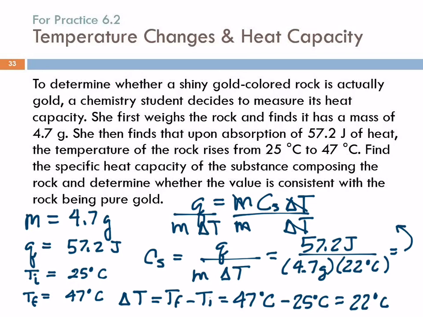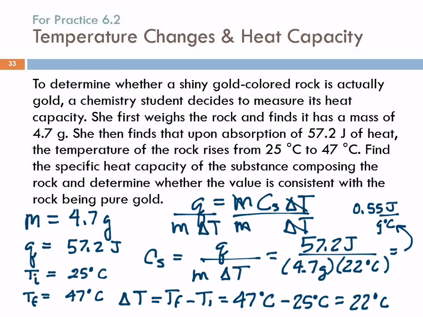Writing large today, that would have two sig figs, so 0.55 joules per gram degree Celsius. Well, can we tell just by looking at that number? We need to compare it to something. You have a question?